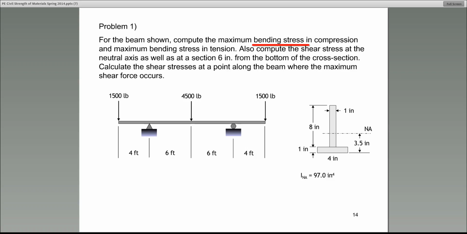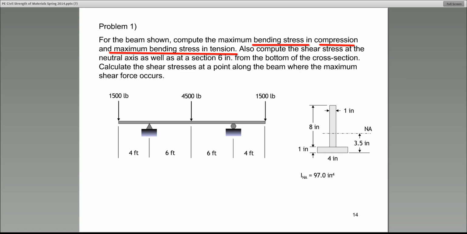In this case, they say, please compute the maximum bending stress in compression and also the maximum bending stress in tension. All right? So I need your attention because this is a very important concept and very high probability you will have something like this on the test. So let's learn it together. All right? So that's the first part of this problem.